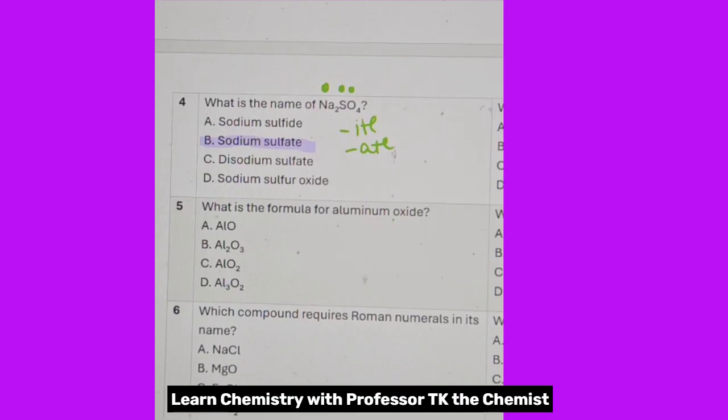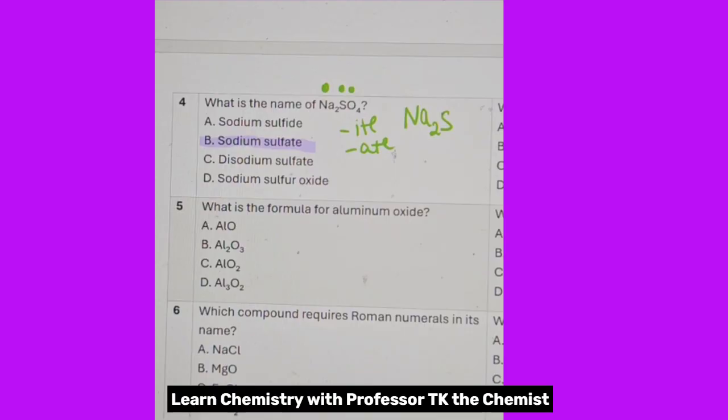Yes, that is correct. You only use numerical prefixes when it is a covalent compound. If you say sodium sulfide, the formula for sodium sulfide is Na2S. And that's not what we're looking at. Na2SO4 is for the sulfate ion.